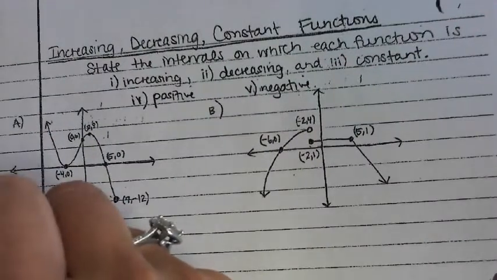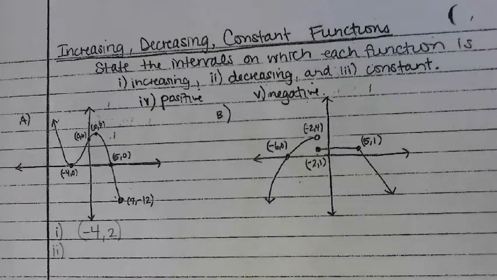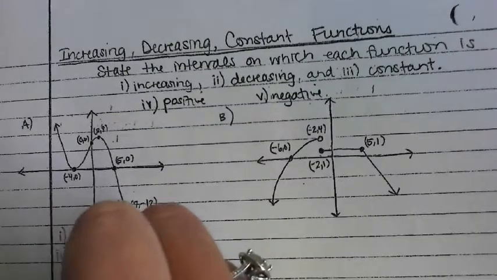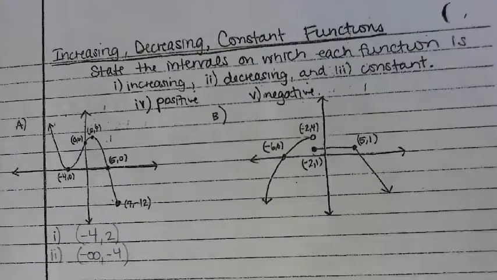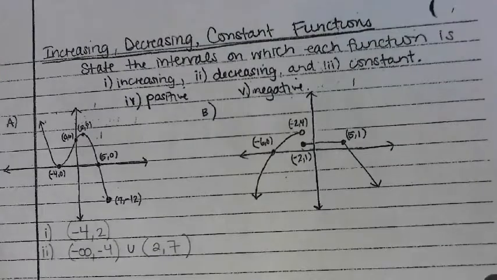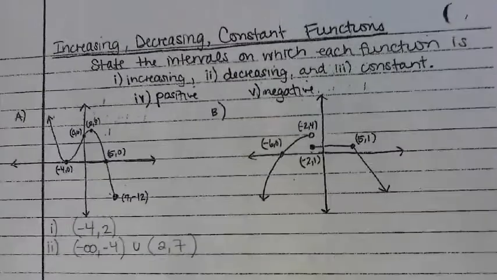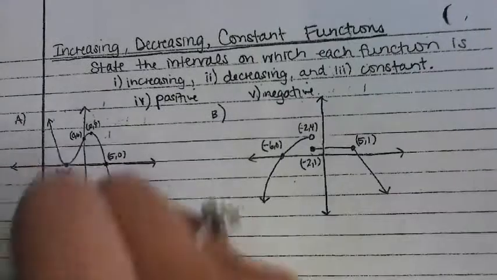So part 2 here, interval along which it's decreasing. Aiden. Very good. Keep going. 2 to 7. Perfect. And again with that, always parentheses. And when we have two different intervals, we adjoin them with that union symbol that we worked on. And then constant. There is no constant interval here.